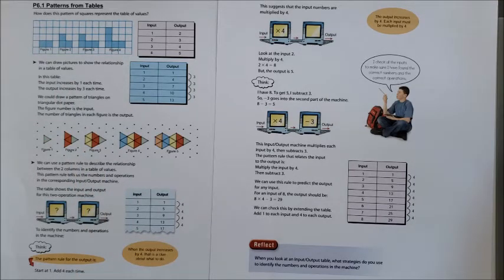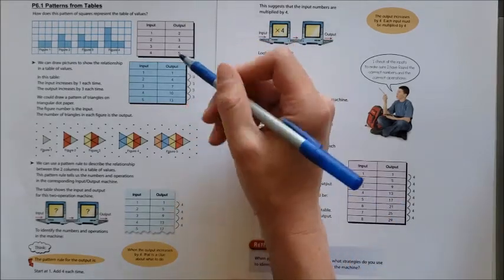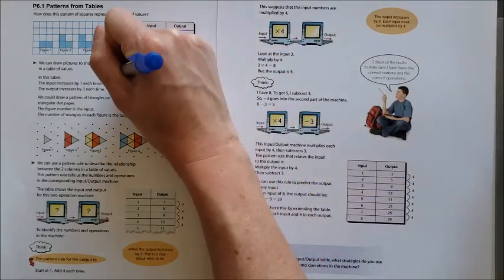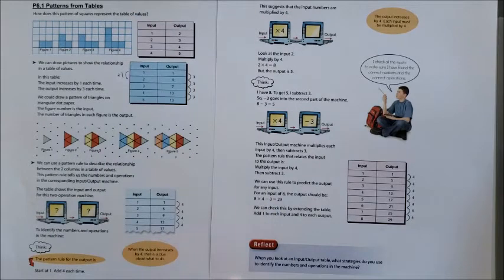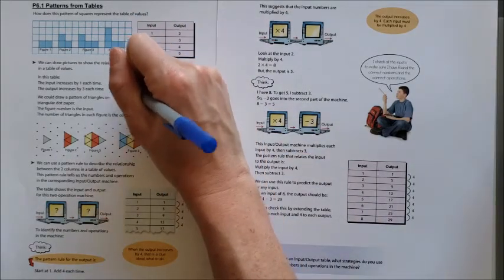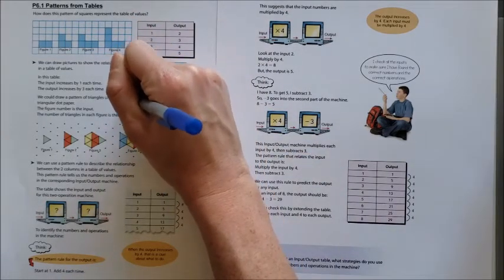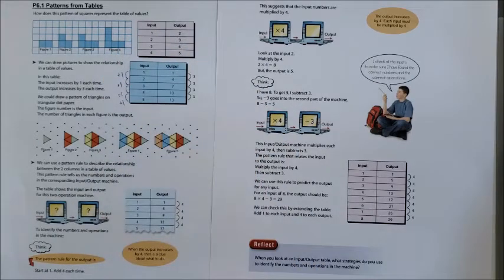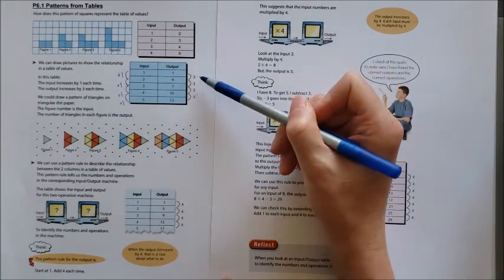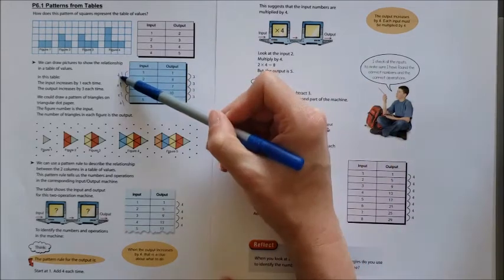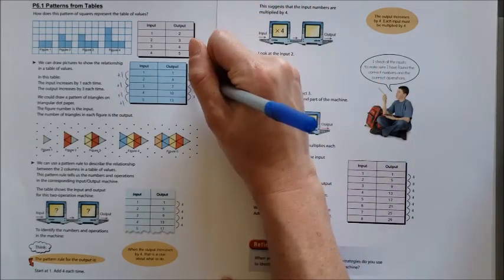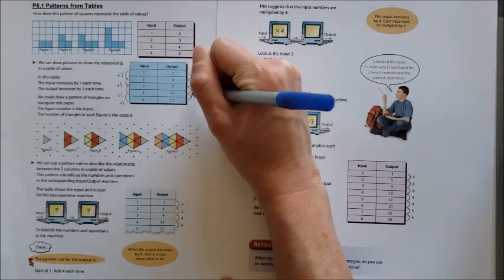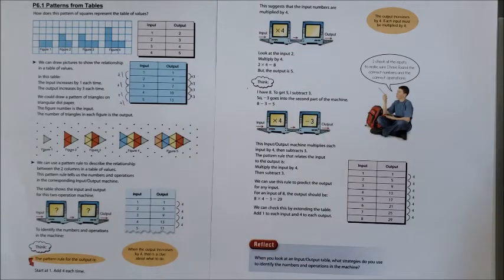In this table, the input increases by 1 each time. It's not written here, but every time I go down, I add 1, and I add 1 again, and again, and again. And the output each time goes up by 3. So I like to say that it's adding 1 and adding 3, although as long as you know that it's going up, that is good as well.